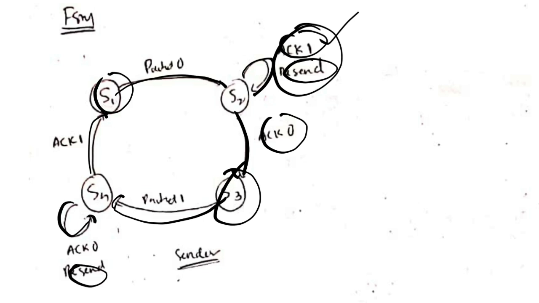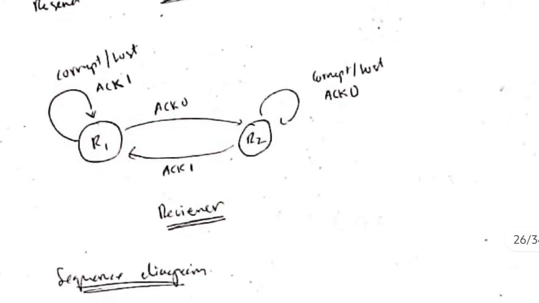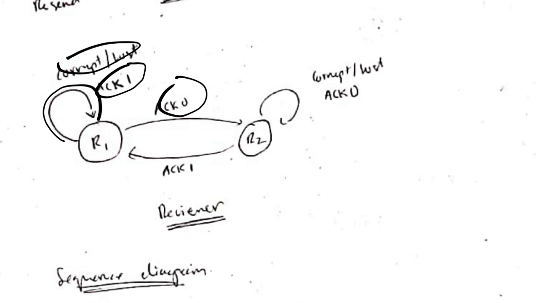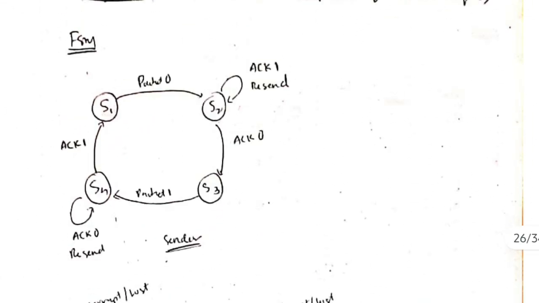Okay, and on the receiver side we have two states. In the first case, when I send packet 0, I am expecting acknowledgement 0 to be sent back. But if I get a corrupt packet or a lost packet, acknowledgement 1 will be sent from the receiver. If the packet is received, the receiver will send acknowledgement 0. After sending acknowledgement 0, next I am expecting to receive packet 1 and send acknowledgement 1 if I receive the packet. In case I don't receive the packet, I will send acknowledgement 0. Okay, so that is the receiver side, and we have discussed the sequence diagram.